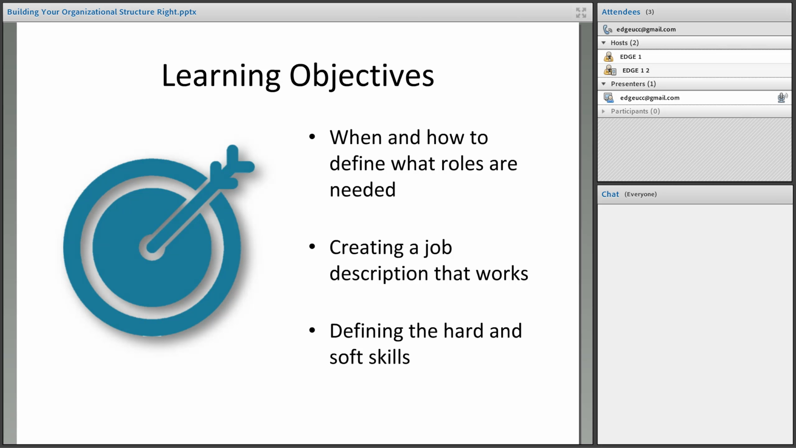Another real challenge, and it's directly related to those roles that you are defining, is making sure that you have a job description that works. And creating a really valid job description is a combination of an art and a science. And we're going to talk about that today as well, because that will simplify things once you've made the decision to bring someone on board, so that they understand what's required from them.